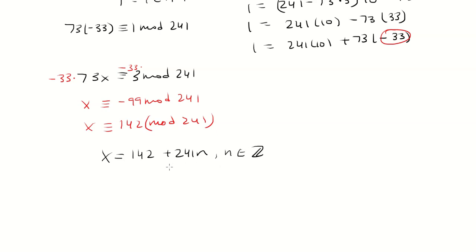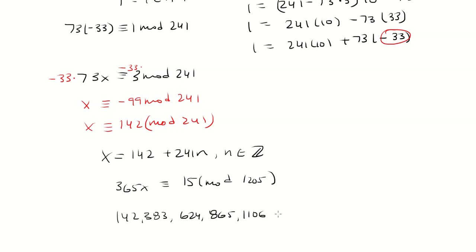Recall the original question was 365x congruent to 15 mod 1205. So basically we want to find x values between 0 and 1204. So we plug in n equals 0, you get 142; n equals 1, that's 383; n equals 2 is 624; n equals 3 is 865; n equals 4 is 1106. Now if we plug in anything else, it's going to be bigger than 1205, so we're just going to end it there. And that is our answer.